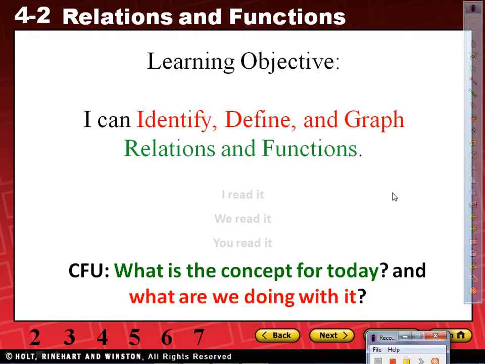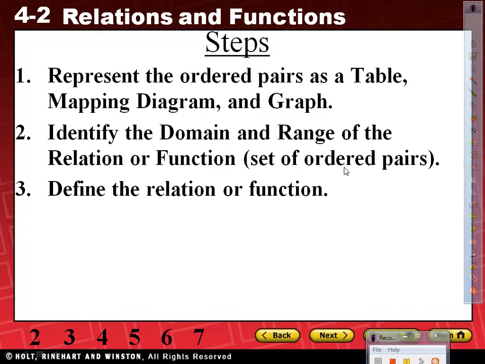All right, so once again, yesterday we started with relations and functions, but we did mostly relations. Our objective was: I can identify, define, and graph relations and functions. I said relations and functions fall under the two variable equations concept, right? That's why we didn't do a Frayer model. From there, we went ahead and got some steps down.